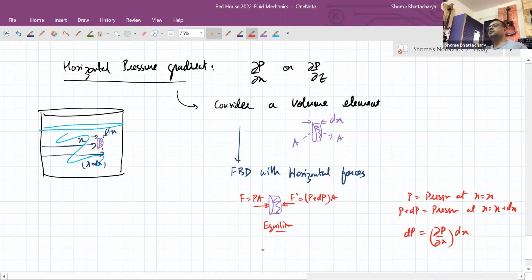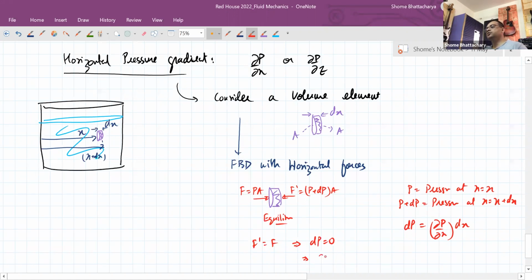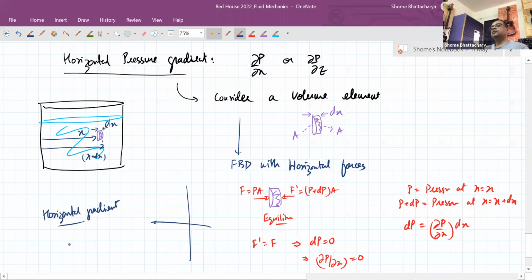So you can see that F prime should be equal to F, which means that dP should be 0, which means that the horizontal pressure gradient should be 0. And in the same way we can show for the z also, that del P by del x should also be 0. Okay, so this tells us that the horizontal pressure gradient, del P by del x or del P by del z, will be 0 in the same situation. In a static fluid, in an inertial frame.